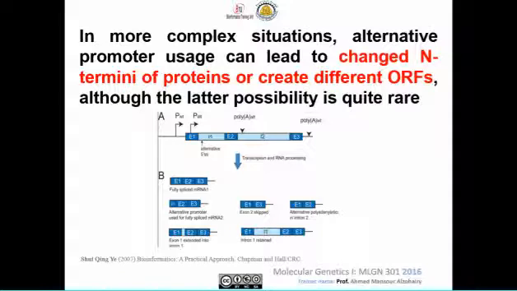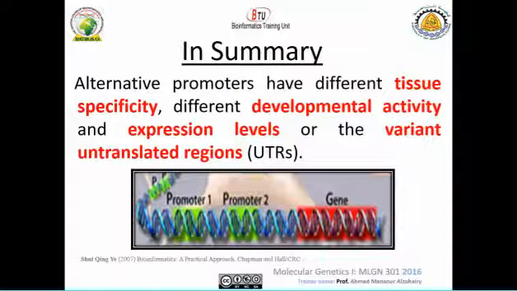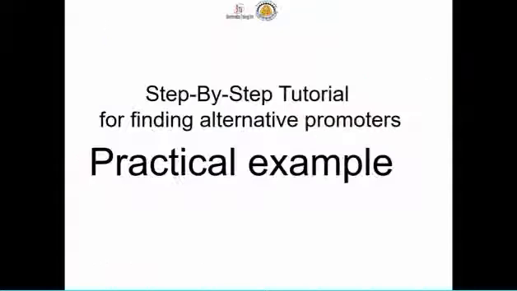In more complex situations, alternative promoter usage can lead to changed N termini of the protein or create a different open reading frame, although the latter possibility is quite rare, as we mentioned before. In summary, alternative promoters have different tissue specificity, different developmental activity and expression level, or variant untranslated regions, UTRs, and this is very rare, as we said.